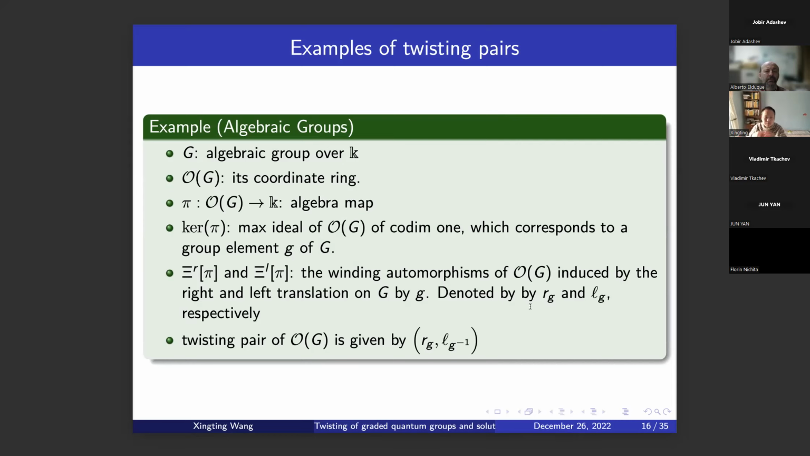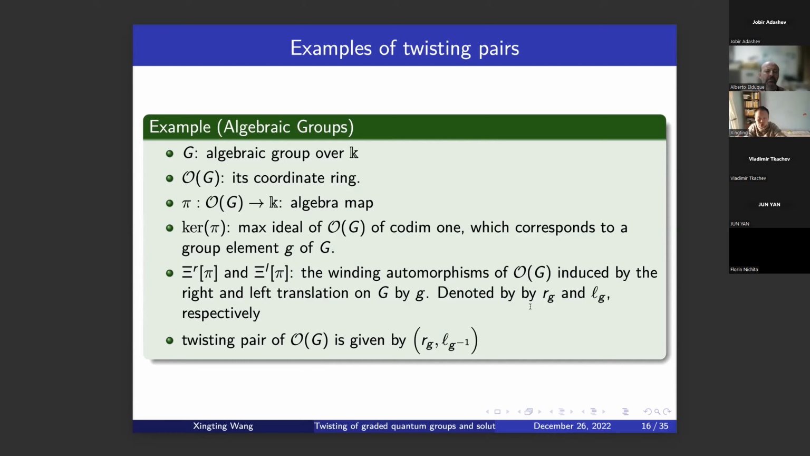Now, by the previous technical lemma, which we don't need to get too involved in, associated to this algebra map, you can get two translations on the group, and at the same time there will be translations on the coordinate rings by taking the regular functions. So one is RG, the other LG. You just play roles like right multiplication on G and left multiplication on G, right?